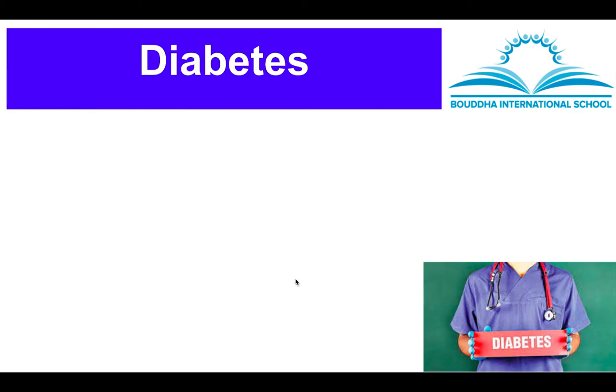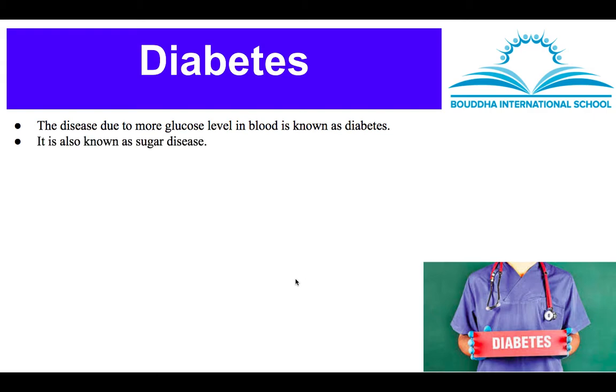Now we have another disease that we'll be discussing, which is diabetes. It is also called sugar disease, chini rog in Nepali. It is caused due to more glucose in the blood. If somebody has more glucose in the blood, then it is called diabetes. If glucose is present in the optimum level, it is always good. But if it is present more than necessity, then it can cause problems in our body, and that problem is called diabetes. It is also called sugar disease, as I already told you.